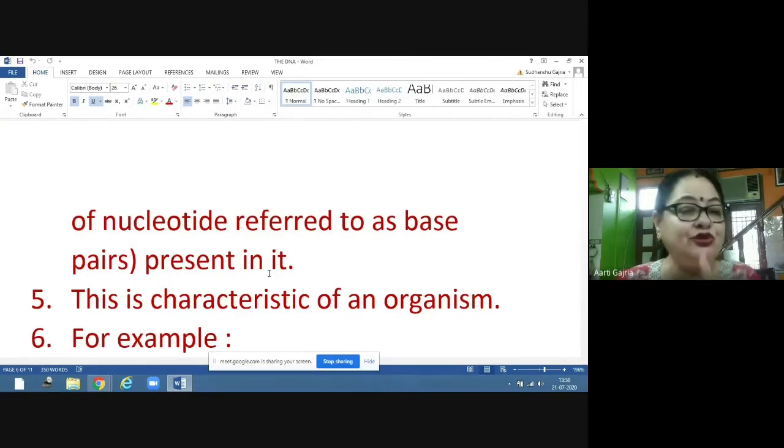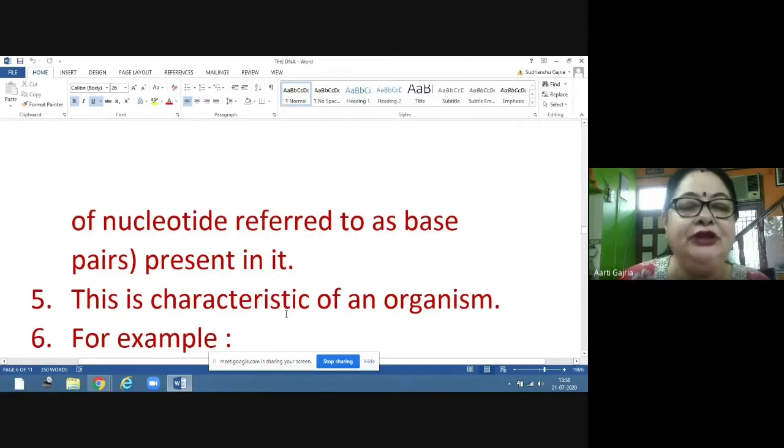Number of chromosomes for a human being is 46. So if it is 50, that would not be human being. If it is 32, that would not be human being, because it is a characteristic feature of the organism. Similarly, the number of base pairs present on DNA is also a characteristic feature of an organism.